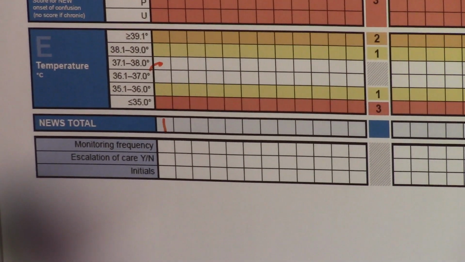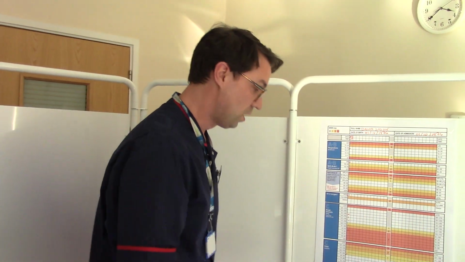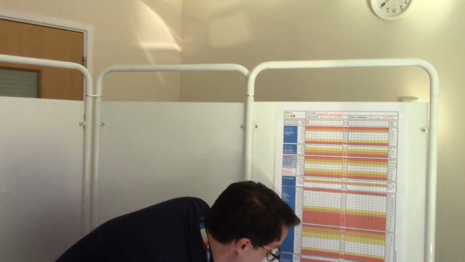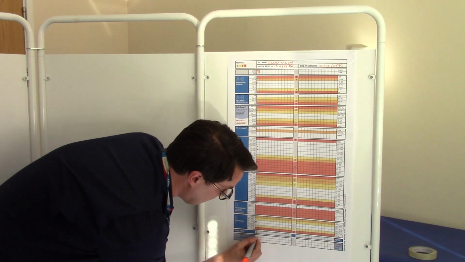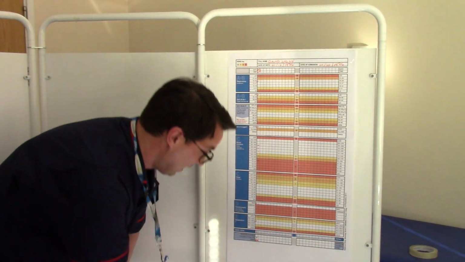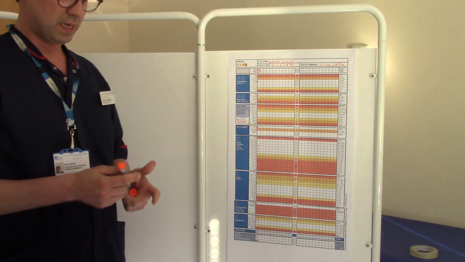And then on the back of the news chart, too old to be doing that, on the back of the news charts is the algorithm as to instruct you to what to do. So you just need to sign the bottom of the chart. Have you escalated this, yes or no? Yes, because his score was 1. And we're going to do another set of obs in 4 hours.